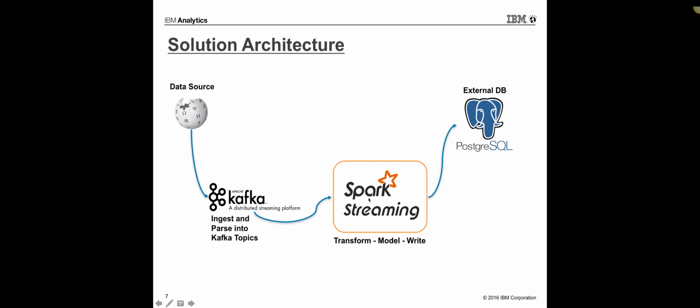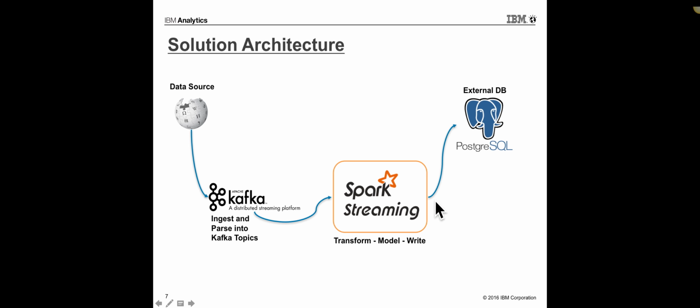Spark Streaming is going to ingest the data from Kafka, where we'll start to do our more sophisticated transformations and filtering of the data. We'll also do the machine learning that we've talked about, and then we'll write it out to an external database. In this case, we're going to use PostgreSQL, which is an open source database, and that'll be that.